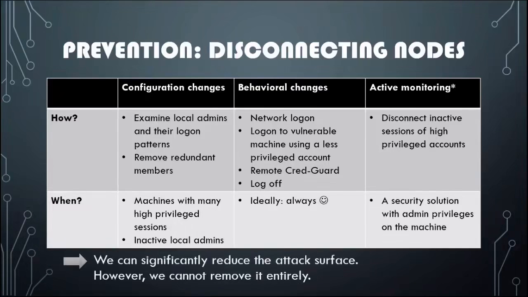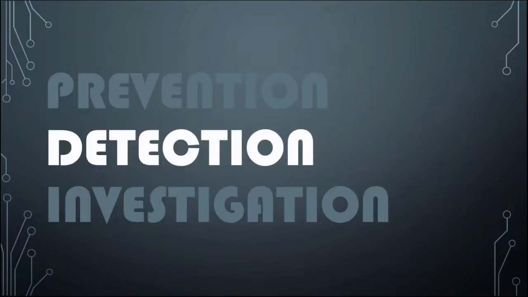Now, we know that no matter how much we try to reduce the attack surface, we will not be able to remove it entirely. We'll still have high privileged accounts logging into computers that they shouldn't be logging into, or we'll have misconfiguration where a user adds local admin to a vulnerable machine that should not have been present there. The question is, what can we do with the remaining attack path? Well, we can hope to detect them.